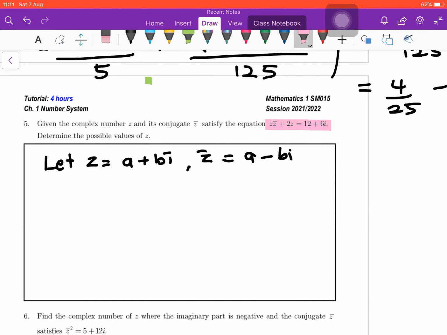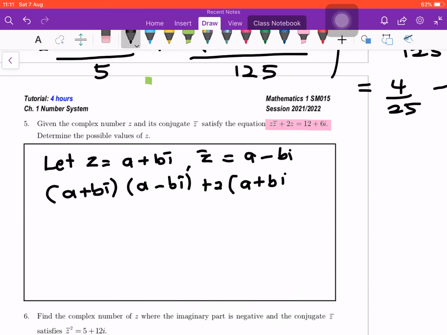Okay, so kita substitute, kita akan dapat a plus bi darab dengan conjugate dia a minus bi plus 2z a plus bi equal to 12 tambah 6i. Okay, so apa yang you all kena buat sekarang adalah expand the bracket. So expand the bracket untuk yang pertama.